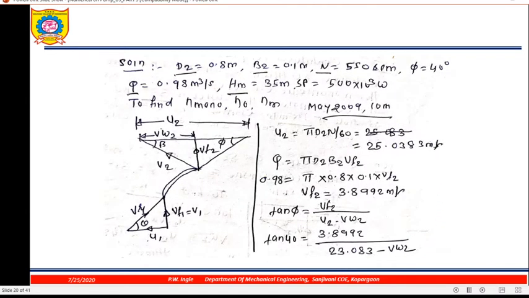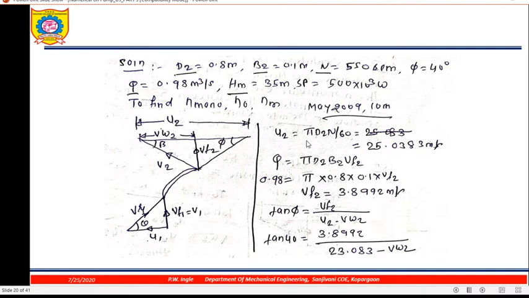So it is given D2 is 0.8 meter, B2 is 0.1 meter, N is 550 rpm, phi is 40, Q is 0.98, manometric head is 35 meter, shaft power is 500 kilowatt. Okay, so you just convert it into watt. So it is 500 into 10 to the power 3 watt. So we'll go step by step.